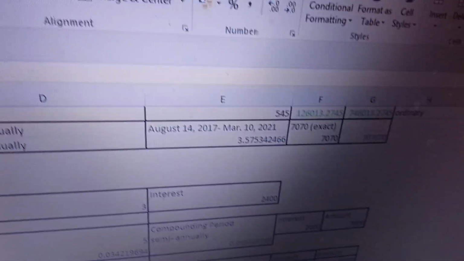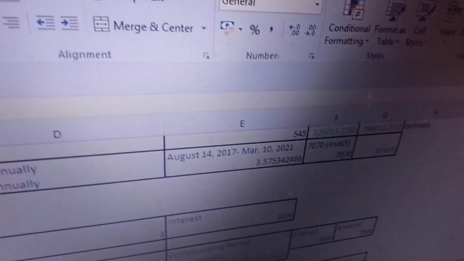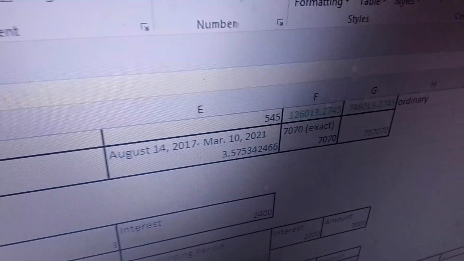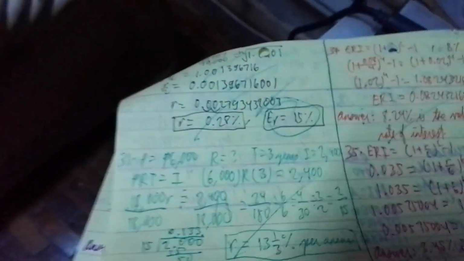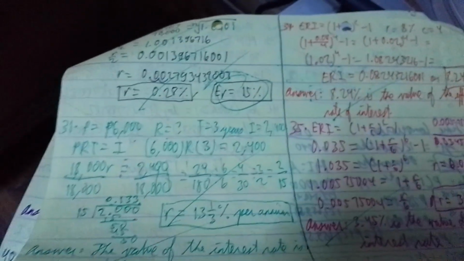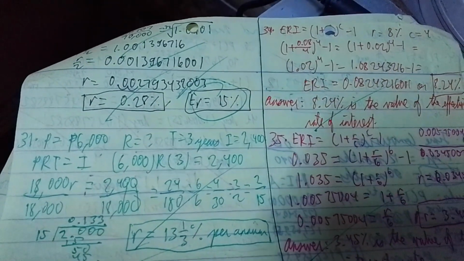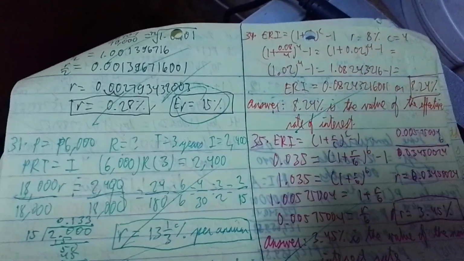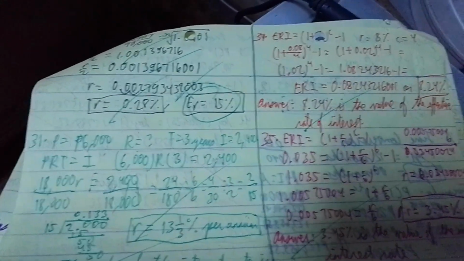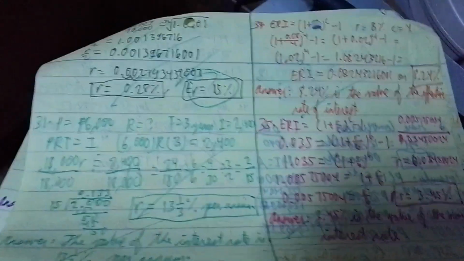So, how do we solve for the interest? That's very easy. To solve for simple interest, ang ginawa namin ay ganito. This is the formula as follows. Diba? So, the first thing that we did is, ito yun. Ang ginawa namin, we solve for the rate. So, yan, I did 6,000 times R times 3 equals 2,400. 6,000 times 3 is 18,000. Cross out the zeros, it's 24 divided by 180.